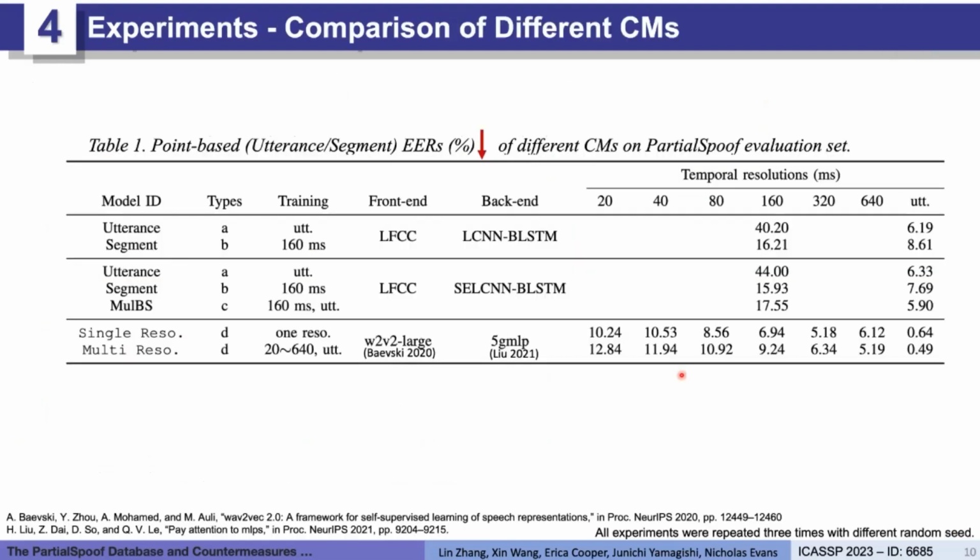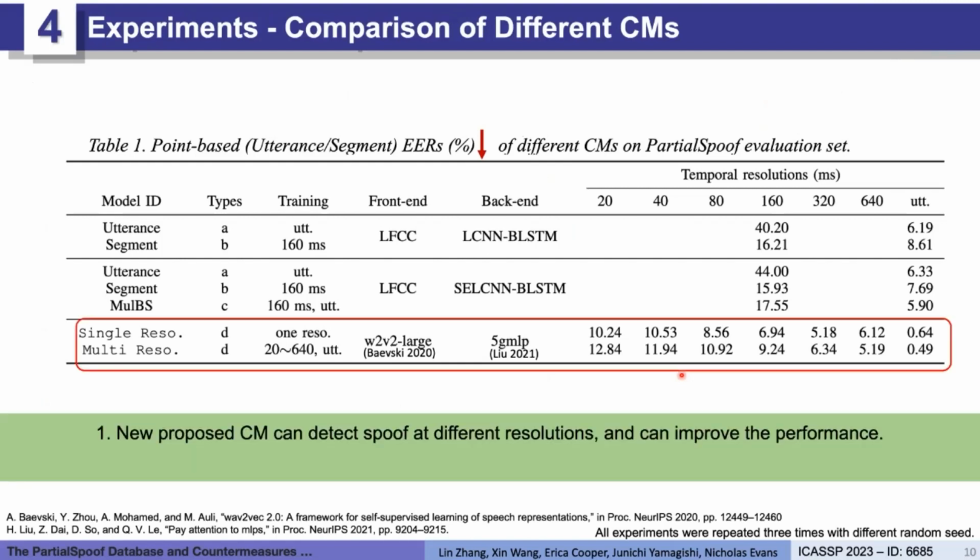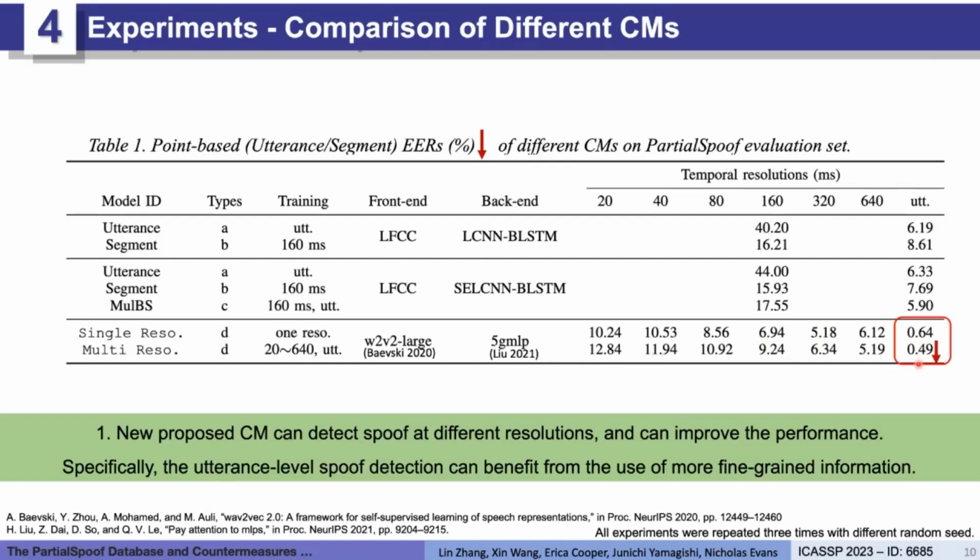Here is the result, and you can see that our newly proposed countermeasures achieve better performance, and can detect spoof at different resolutions. Specifically, utterance-level spoof detection can benefit from the use of more fine-grained information based on the multi-resolution structure.